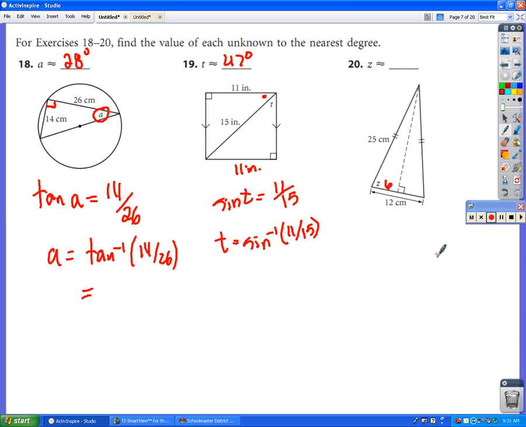It's the adjacent side. Yeah, it's right next to the Z, so that way you know that it is the adjacent side. And then this side over here is the hypotenuse. So adjacent and hypotenuse is cosine. Awesome. So cosine of Z equals 6 over 25. And so to find Z, I have to go inverse cosine of 6 divided by 25, which is 76 degrees. Okay?